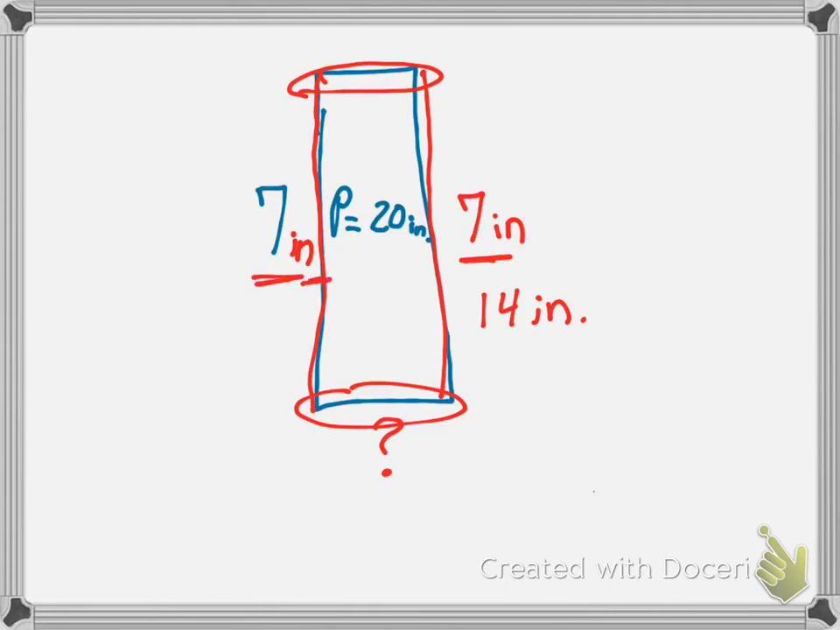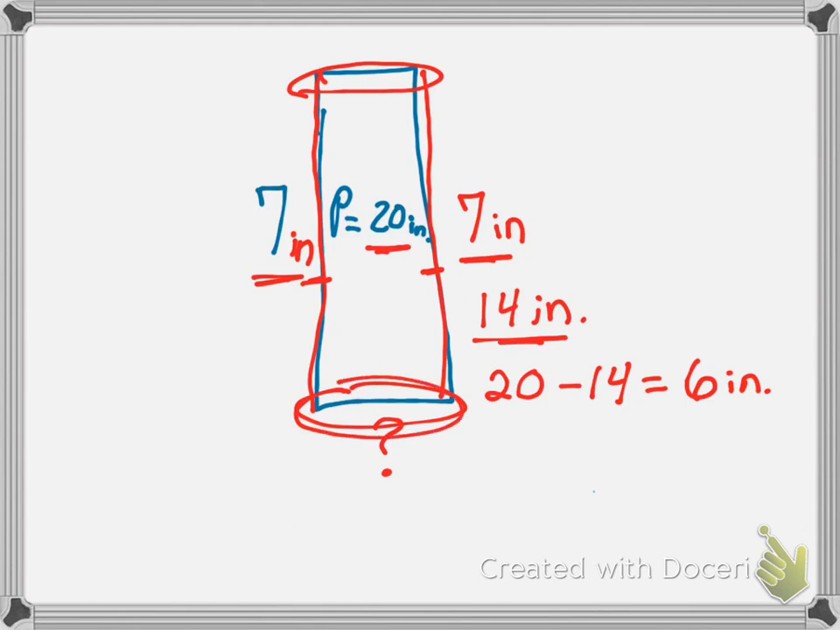And since we know this side and this side are both equal to 14 inches, we need to take this amount away from 20 inches. So 20 minus 14 is equal to 6 inches. But since we have two sides, we need to divide this by 2. So 6 divided by 2, because there's two sides, we need to split 6 in half, would be equal to 3 inches. So this side is 3 inches, and this side is 3 inches.